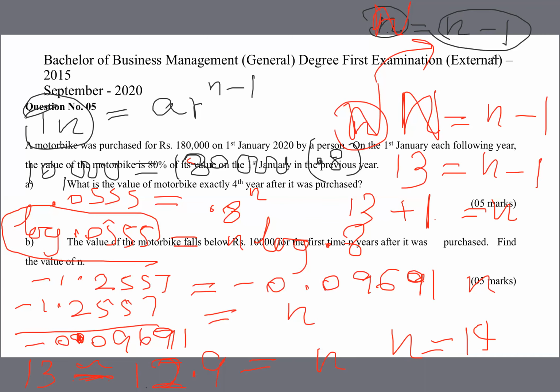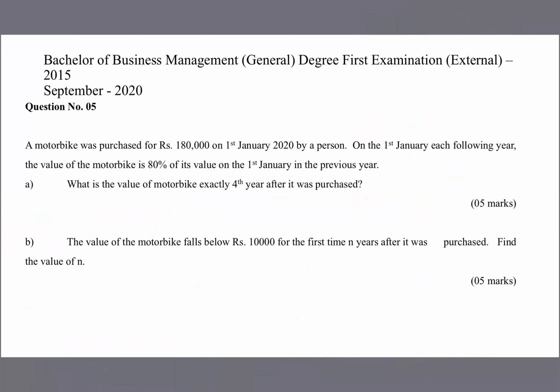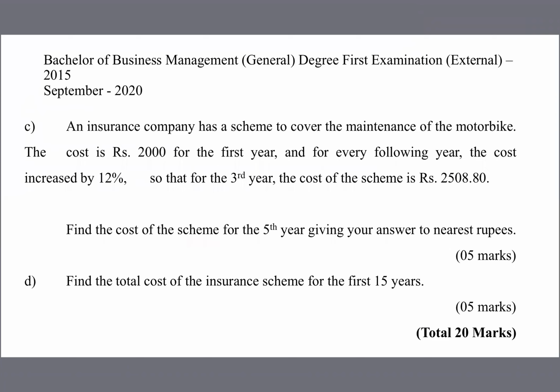I think that one is clear, right? So only 10 marks, no? That means there may be other parts in the same section, right? So shall we go to the other one?